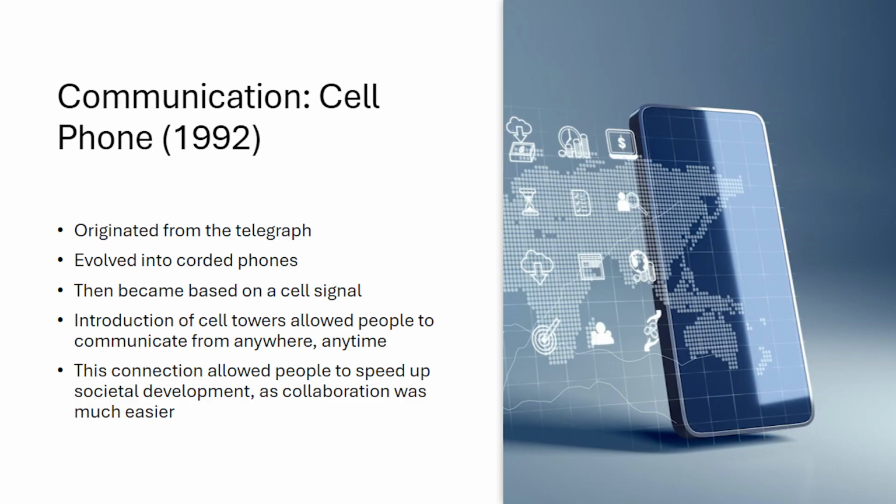Another invention under the communication category is the cell phone, which was made in 1992. The cell phone originated from the telegraph, having kind of the same purposes, except the cell phone used cellular networks and internet to communicate instead of phone lines. It evolved into corded phones and then became based on a cell signal. Introduction of cell towers allowed people to communicate from anywhere, anytime, as long as you had enough signal. This connection allowed people to speed up societal development as collaboration was much, much easier.